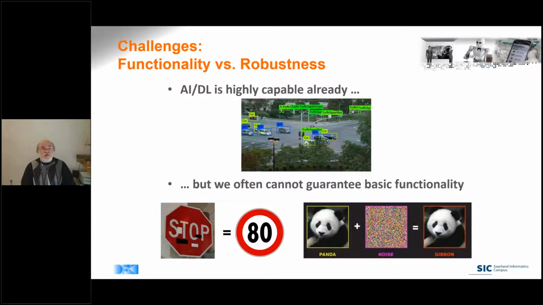But not everything is rosy in AI, right? So we're really capable of looking at the world like here, symbolically in this image, and identify what's out there and what's going on, right? That's great. But on the other hand, even a few colored patches on a stop sign make an AI believe it's something completely different, and a little bit of noise on a panda image can make it think it's anything else. Right? So that's obviously causing issues.